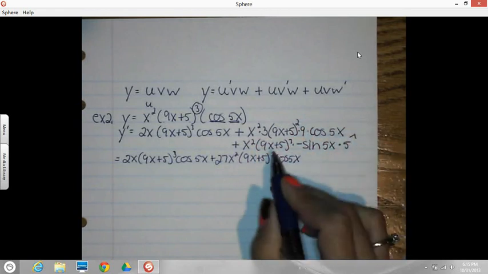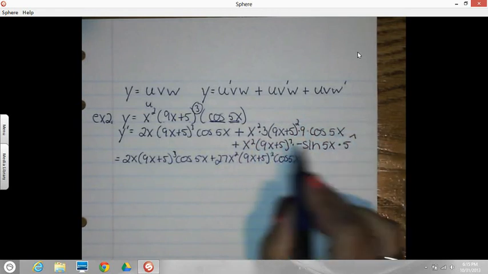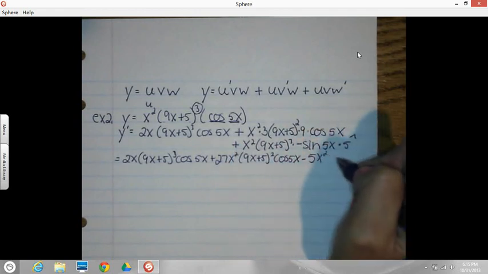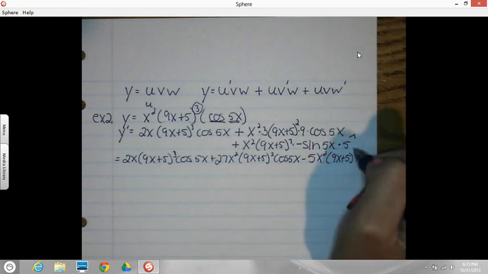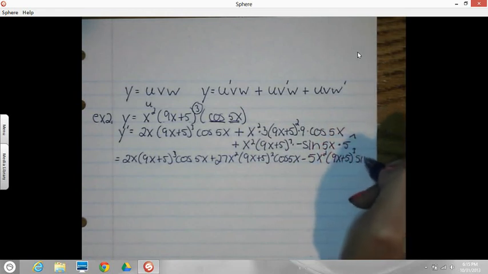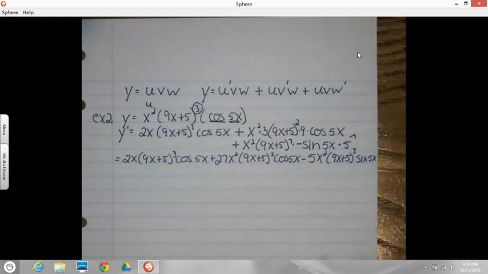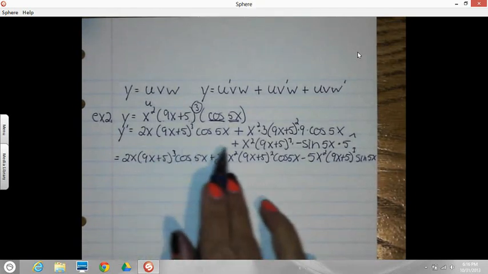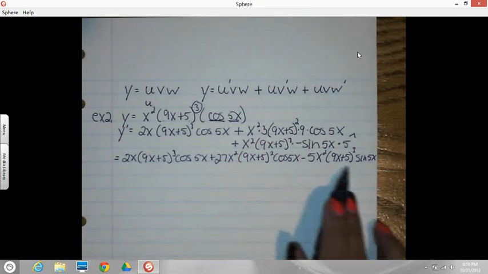And in the last one, we got a negative 1 and a 5 that are going to come to the front. So minus 5x squared, 9x plus 5 cubed, sine 5x. I don't think we need another one of those. I think we're going to be fine with that. Just take your time. Make sure you've got all the parts.